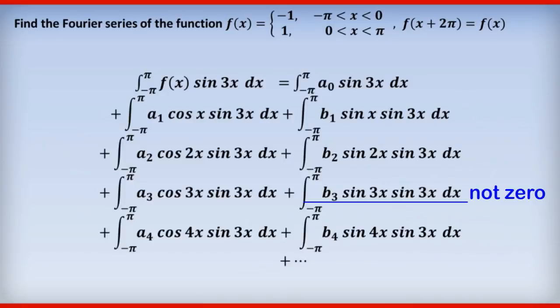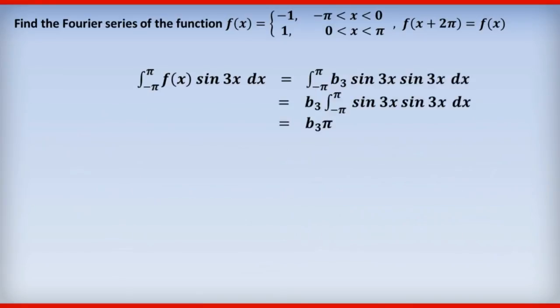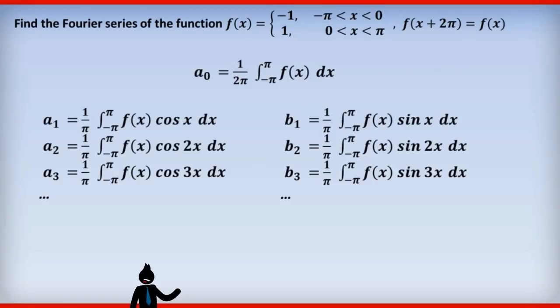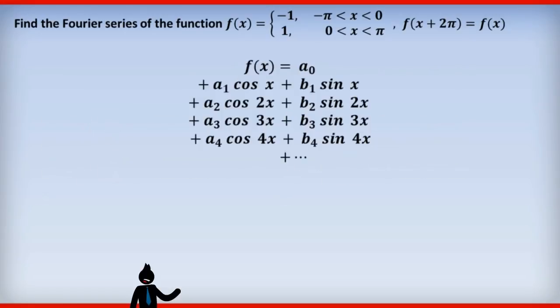And that right hand side equals B3 times pi, as we've just seen, and so that enables us to work out B3. And we can use the same method to work out all the A's and all the B's. The only one that might be a little bit different is the A0, which we have here. This is the original Fourier series.